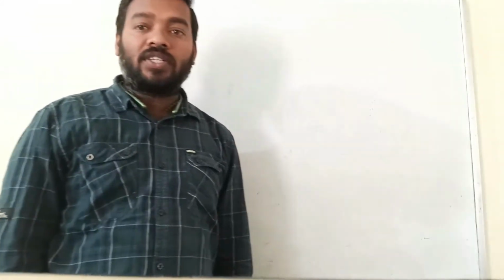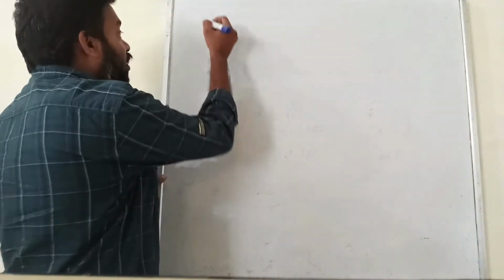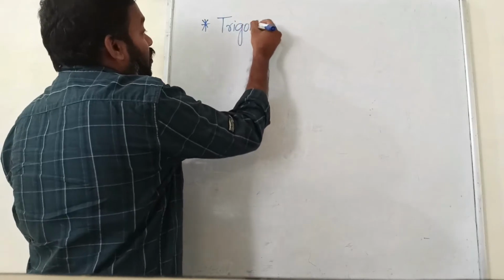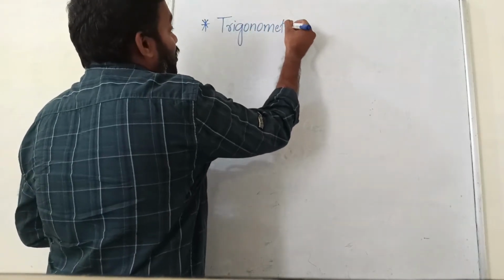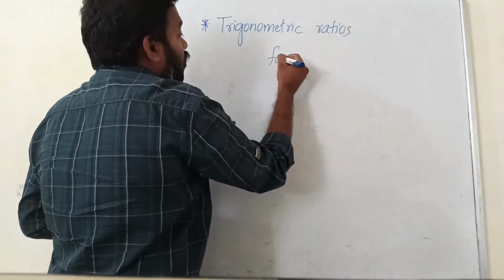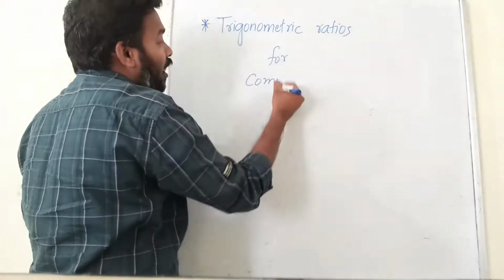Hi everybody. In the last two classes we have discussed trigonometric ratios and trigonometric ratios for some specific angles. Today we are going to discuss trigonometric ratios for complementary angles.